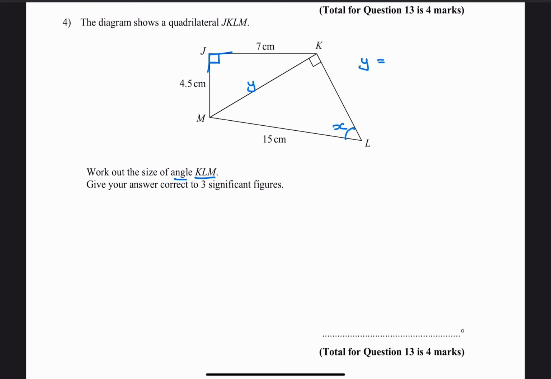I'm working out, look at this. This is the longer side. So Y equals the square root of what is it? So longer side means add them. 7 squared plus 4.5 squared. That gives you the square root of 277 over 2.